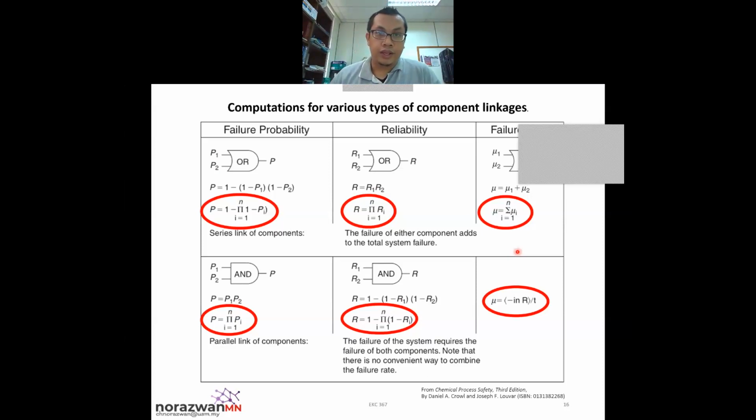So, okay, this is the last slide from yesterday: the computation for probability, reliability, and also the failure rate.